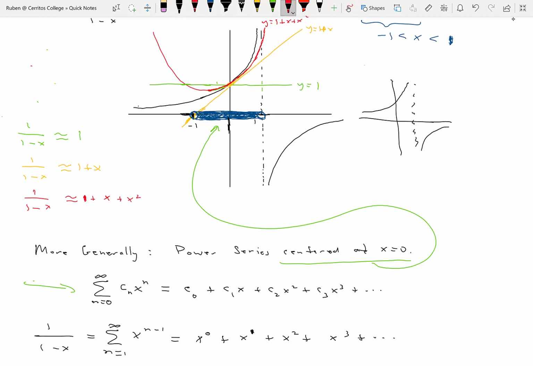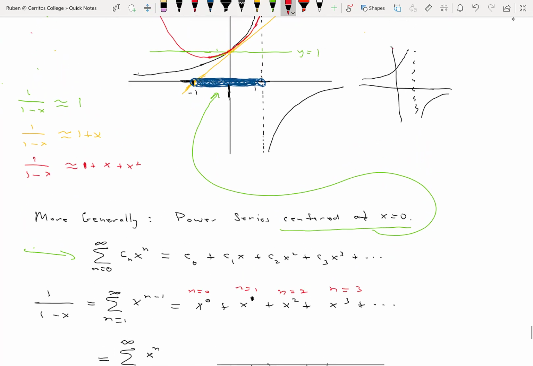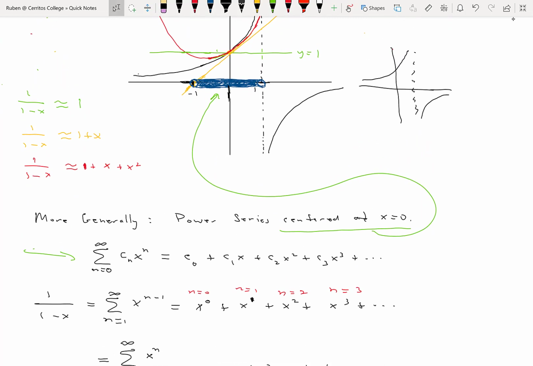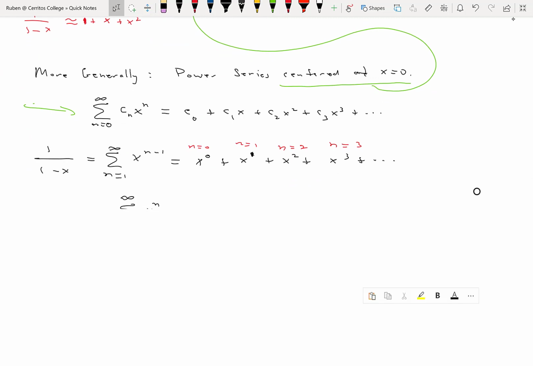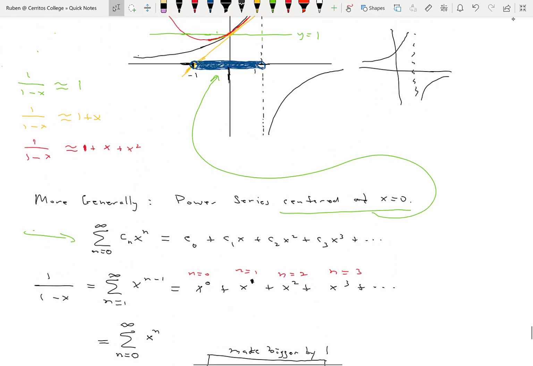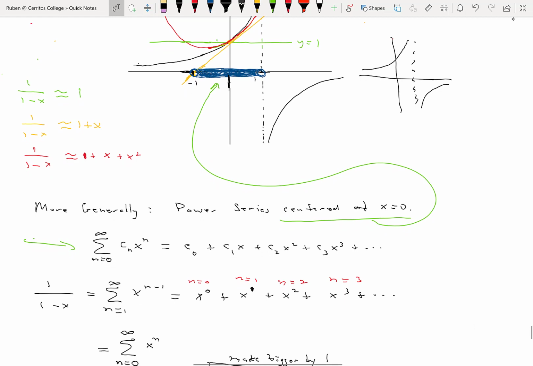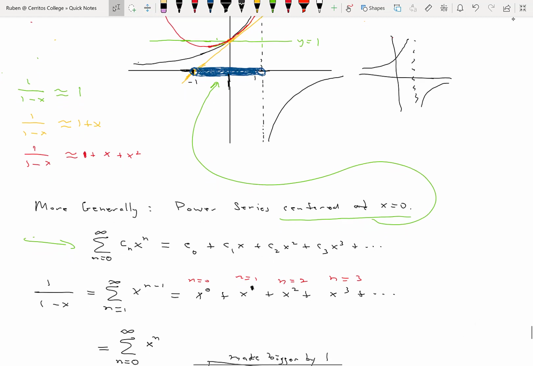What I'd like to have happen is when n equals 0, I get x to the 0. When n equals 1, I get x to the 1. I'd like to rewrite our series so that this happens. When n equals 2, I get x squared. When n equals 3, I get x cubed. So that should work out to the sum as n ranges from 0 to infinity of x to the n.